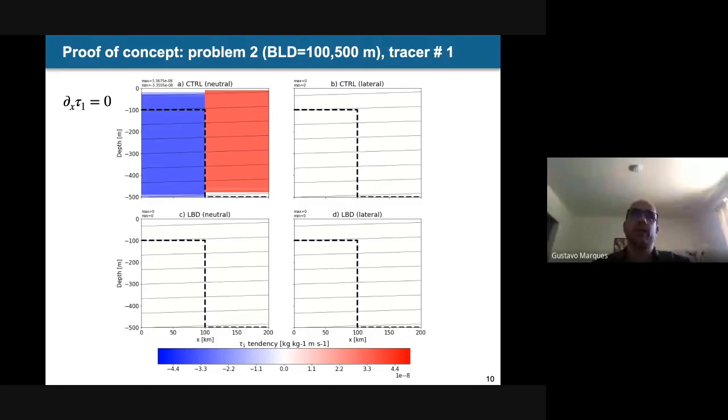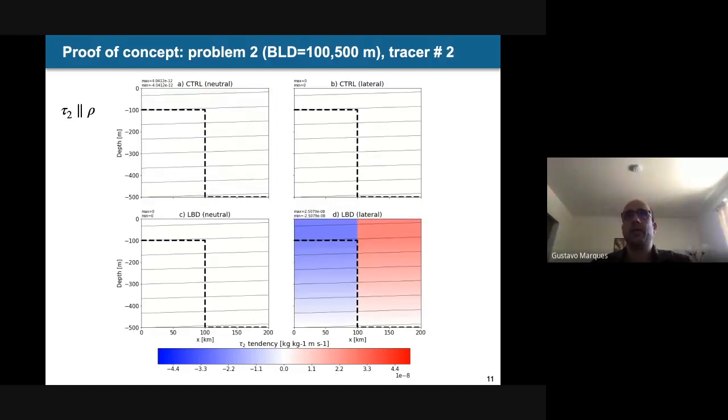Neutral diffusion in the control case is happening everywhere. And there's no lateral diffusion. Neutral diffusion in the LBG is 0 because the scheme is not even going through, because it says stop right there, because that's the maximum boundary layer depth and it's the entire water column, and it has 0 lateral.